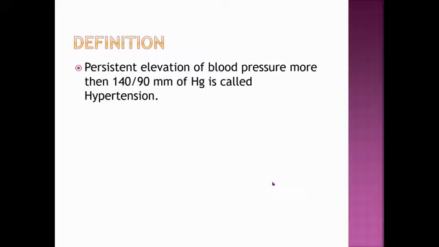We know the normal blood pressure, systolic is 110 to 140 millimeter of mercury and diastolic is 60 to 90 millimeter of mercury. What do we mean by persistent elevation of blood pressure? Persistent elevation means blood pressure should be more than 140 by 90 millimeter of mercury on 3 separate occasions. Then we shall say persistent elevation of blood pressure has occurred, and we shall diagnose that the patient is suffering from hypertension.